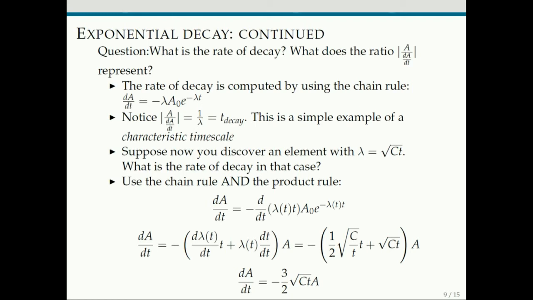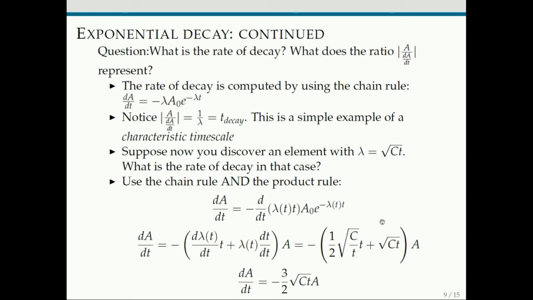Suppose now you discover some magical element for which lambda is actually time dependent. So lambda is equal to the square root of c times t. And we again want to know what the rate of decay is. Well, in this case, we'll have to use the chain rule and the product rule, and we'll have to use the chain rule twice. So, we want dA by dt.